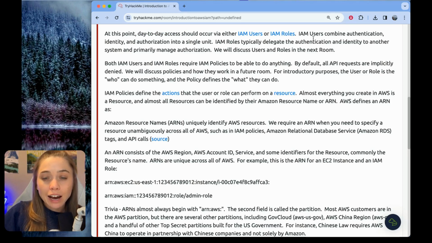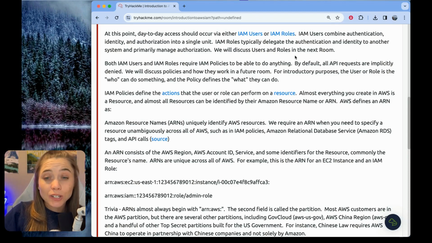Let me read that again. IAM users combine authentication, identity, and authorization into a single unit. Okay, well, that does indeed make sense. So your IAM user says who you are and what you're allowed to do. And then IAM roles typically delegate the authentication and identity to another system. Okay, now I get it. And primarily manage authorization. So roles are more focused on authorization.